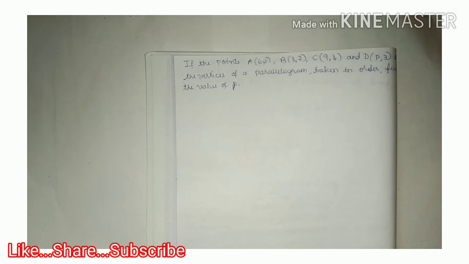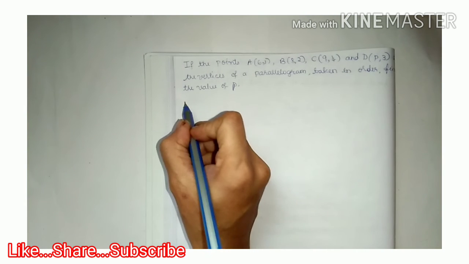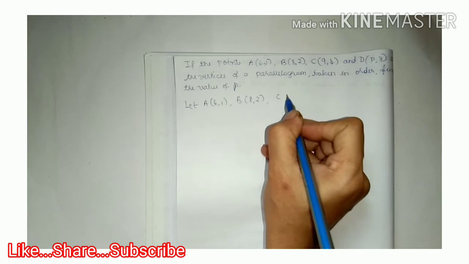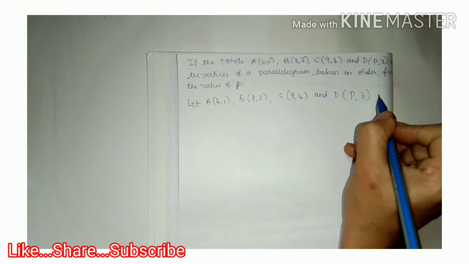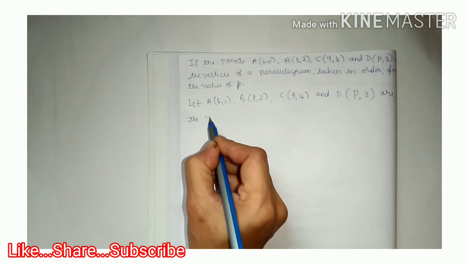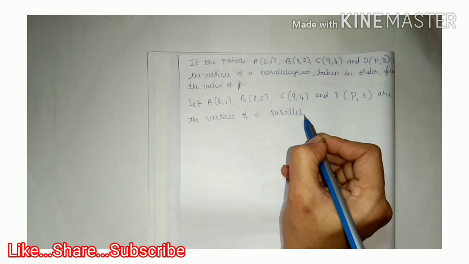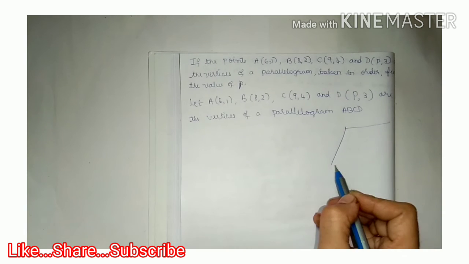One more example. If the points A (6, 1), B (8, 2), C (9, 4) and D (P, 3) are the vertices of a parallelogram taken in order, find the value of P. Here, let A (6, 1), B (8, 2), C (9, 4) and D (P, 3) be the vertices of a parallelogram ABCD taken in order.